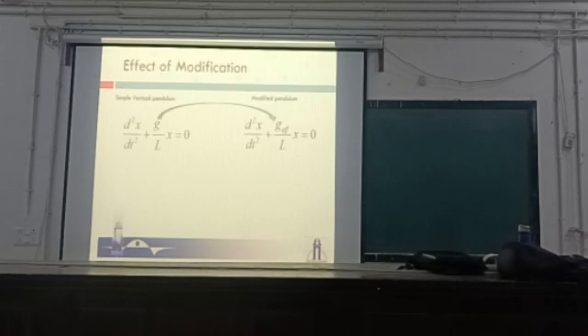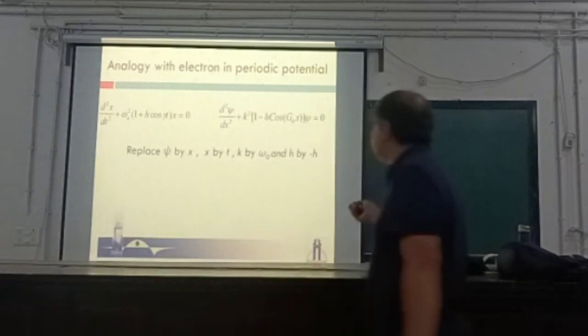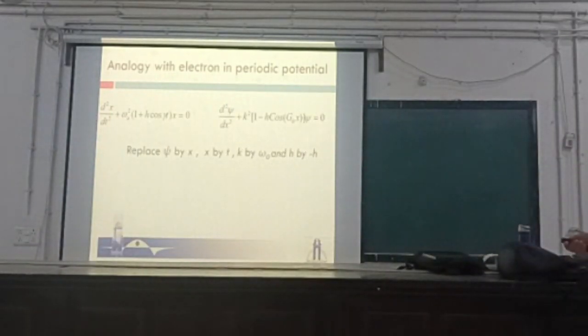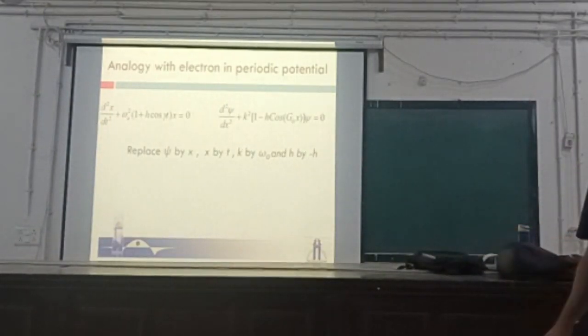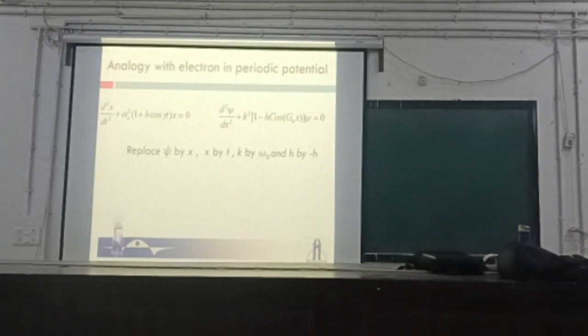Now, what is the effect? Just this thing: G will be replaced by G effective. And d2x/dt2 plus G by L times x, so this is exactly the same equation as given to us. Look at the Schrödinger's equation in a periodic potential, one-dimensional potential. It is exactly equivalent to that. There is a slight difference, that this is plus and this is minus, but that can easily be eaten up by the phase. When you are starting your clock, whether it is pulling or pushing, that will give you the plus sign or minus sign, right? So it doesn't matter.